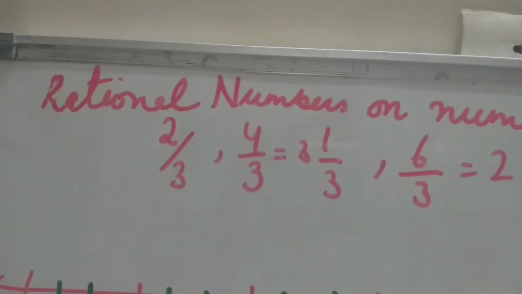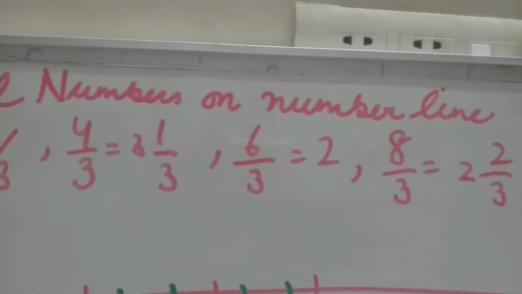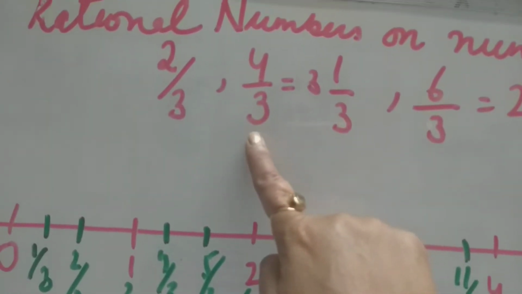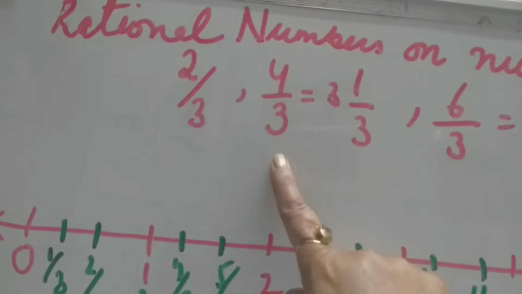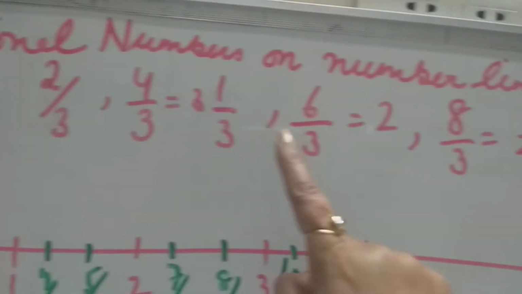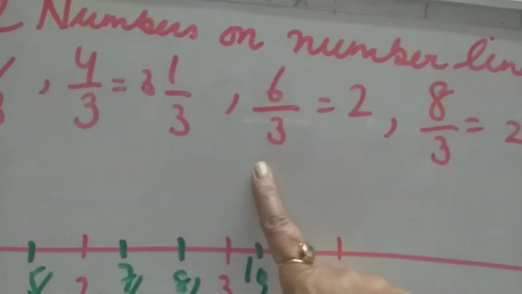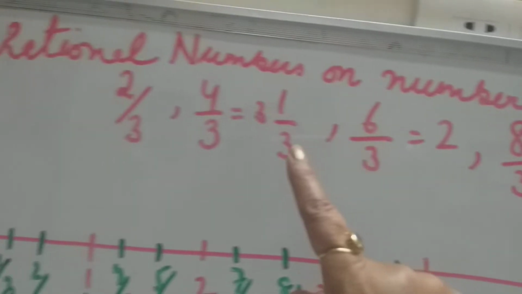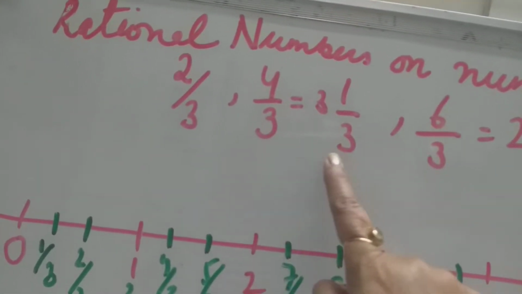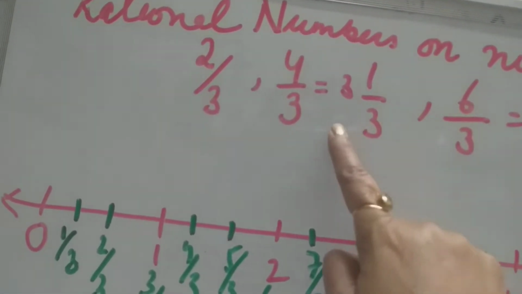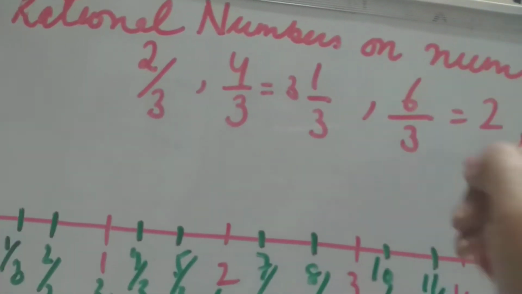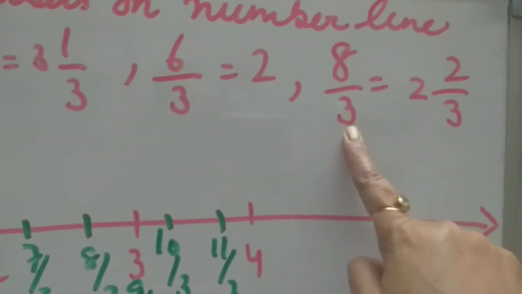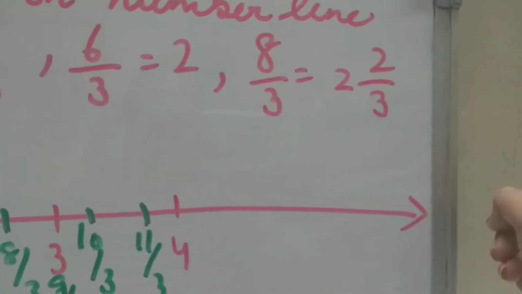Pranam children, this is in continuation with the previous class where we learnt how to find between which two integers 4 upon 3 lies, 6 upon 3 lies, and 8 upon 3 lies. Like when we write 4 upon 3 as 3 and 1 upon 3, it means this number will lie between 3 and the next number 4. Similarly, this 8 upon 3 will lie between 2 and the next number 3.